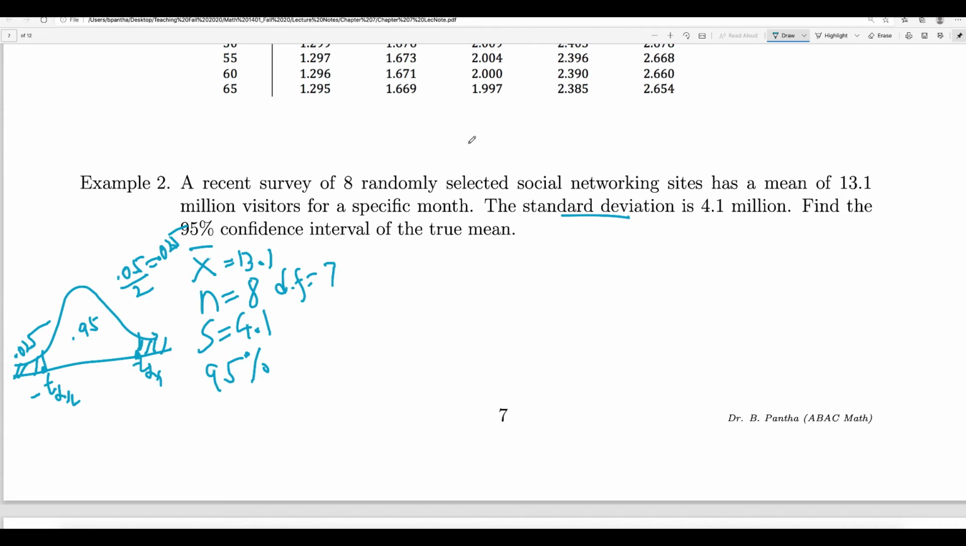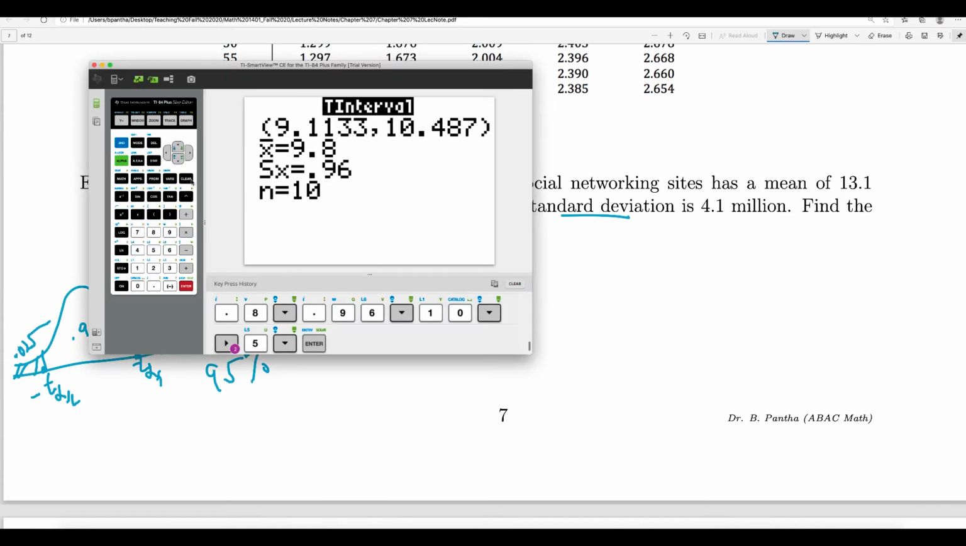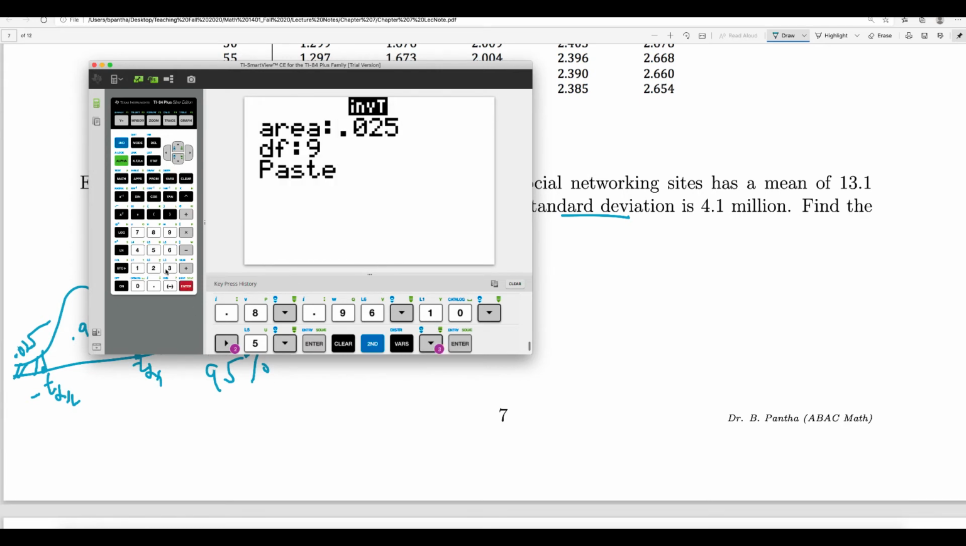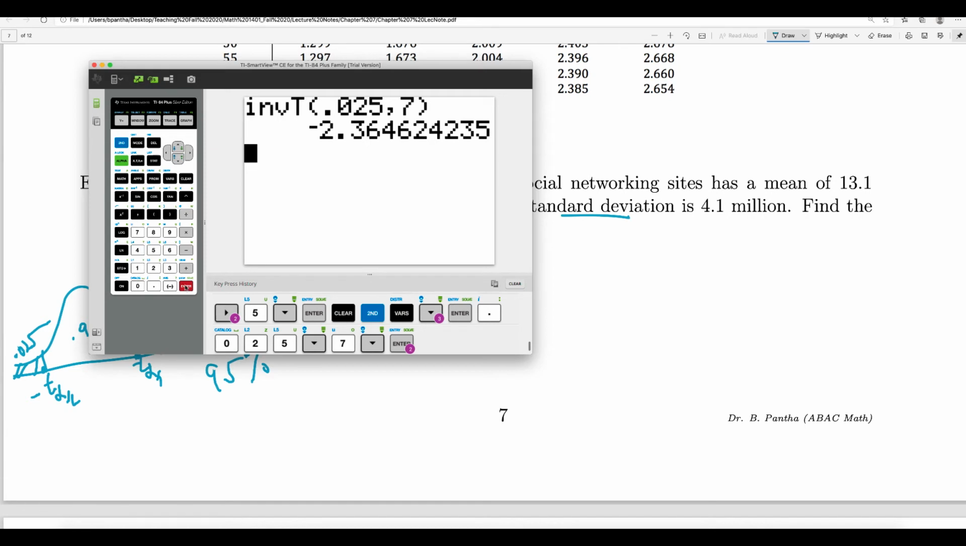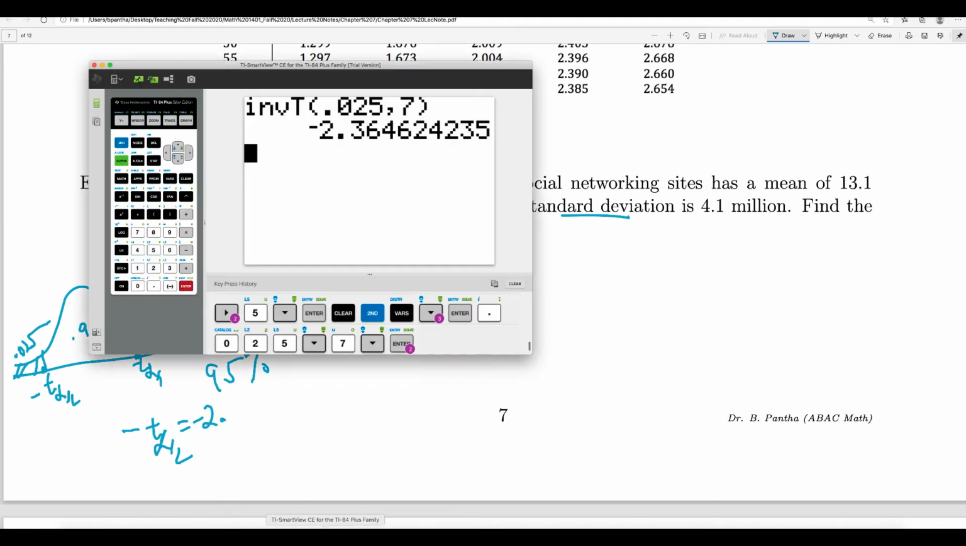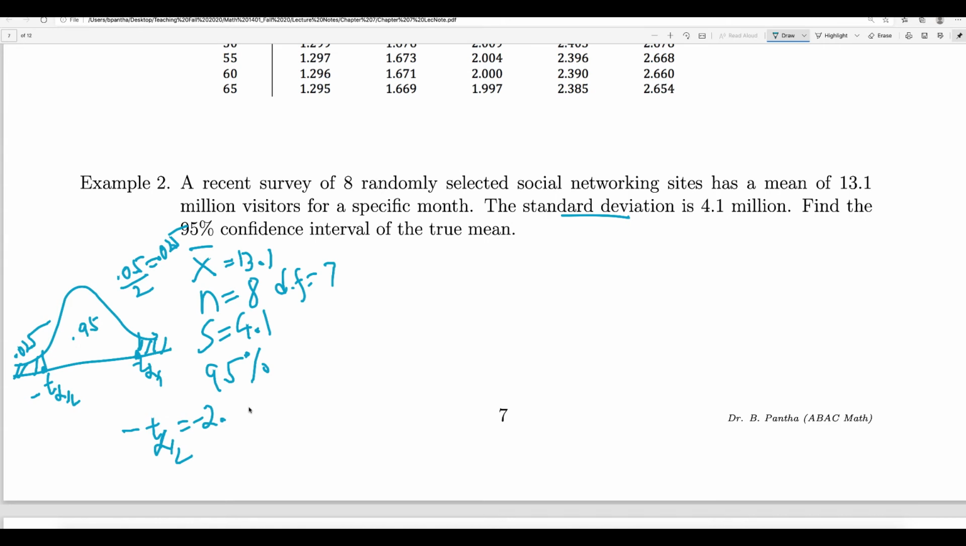So I want to use the calculator for this. Let me clear this. Go to second, then DISTR, and then inverse t. The left area is 0.025, and the degrees of freedom is 7. Then paste it. If you do that, you will get negative 2.365. So you will get this negative T alpha half, negative 2.365. The positive will be 2.365.